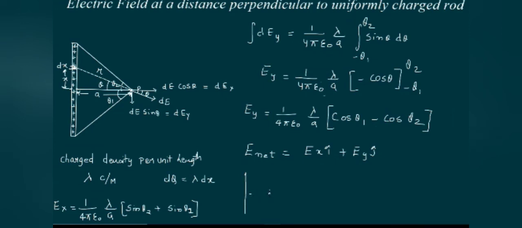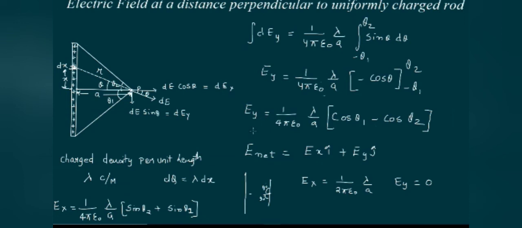At a point P, if it is at the center, then the angle is 90 degrees. Theta 1 and theta 2 are 90 degrees. Then sin 90 becomes 1. Therefore, Ex is lambda by 2 pi epsilon a, since sin theta 1 plus sin theta 2 becomes 2 sin theta, and theta is 90 degrees. Ey is 0 since cos 90 is 0. So we get Ey as 0 and Ex as lambda by 2 pi epsilon a if the point is at the middle of the conductor.